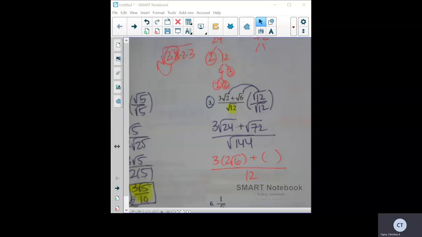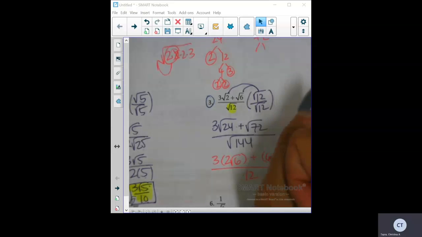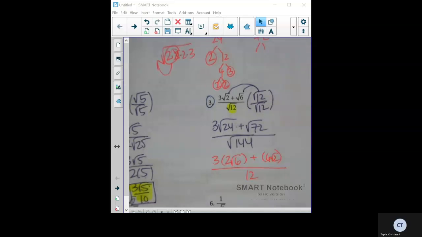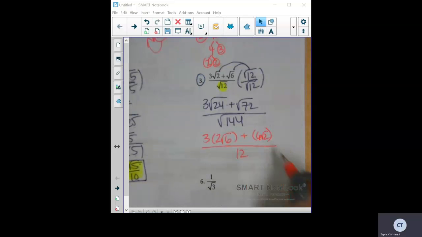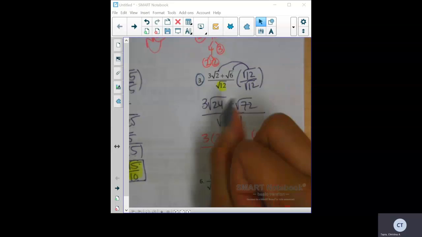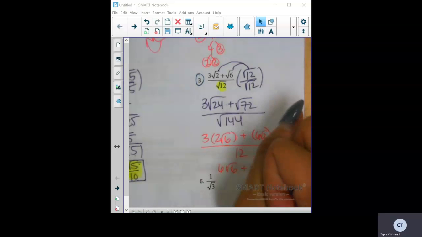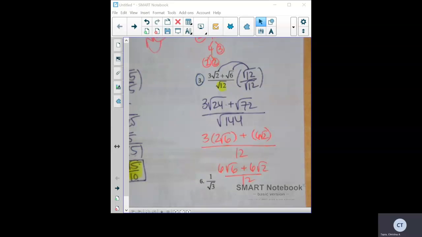Were you able to get the simplified version for the square root of 72? What'd you get? That's it. Beautiful. Good job. Okay, so I have this. I need to simplify it based on what they gave me, 6 square root of 2. I need to combine this to make it 6 square root of 6 plus 6 square root of 2 over 12. And I need to see if I can simplify further.